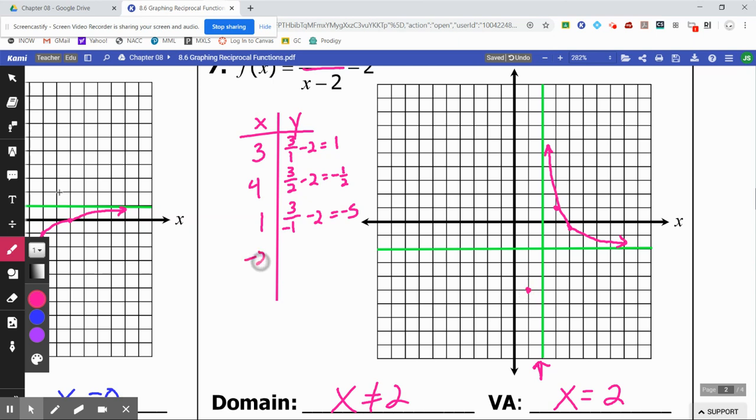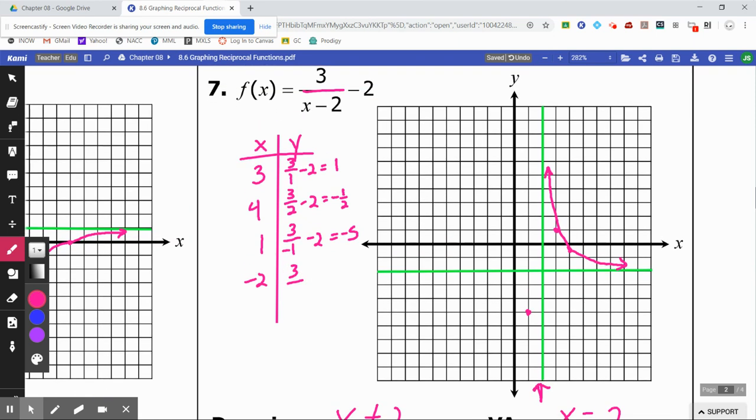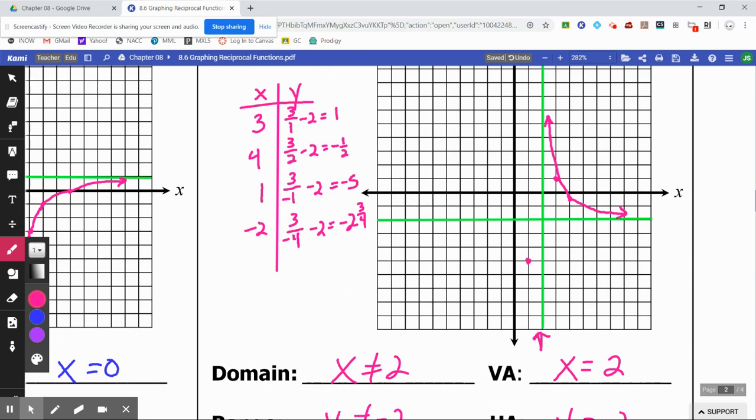When I plug in a negative 2, I'll get 3 over negative 2 minus 2, which is negative 4, then subtract 2. So that would be negative 3/4 minus 2, which is negative 2 and 3/4. So when I plug in negative 2, which I'm not sure why I plugged in negative 2, 0 would have been much easier, I get negative 2 and 3/4.